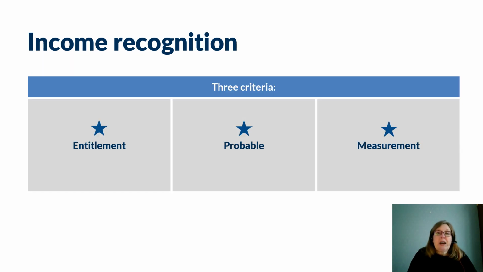The SORP sets out 3 criteria for when income should be recognised in your SOFA, when you should bring it in with a corresponding debtor on the balance sheet. The criteria are entitlement, probable and measurement, which basically means you're legally entitled to the money, you know you're going to receive it, and you know how much you're going to get. And if you have all of those things, then you bring the income into your accounts.